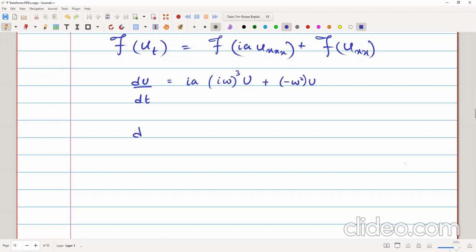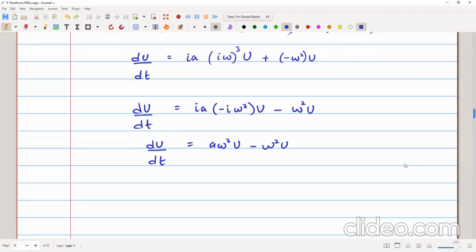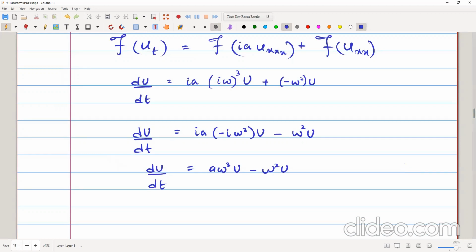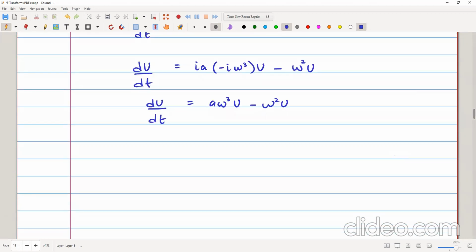All right, so it will be du over dt equals i a times negative i omega cube times u hat minus omega squared u hat. Then we can write du over dt equals a omega cube times u minus omega squared u, right? So in this manner, we can solve this equation.